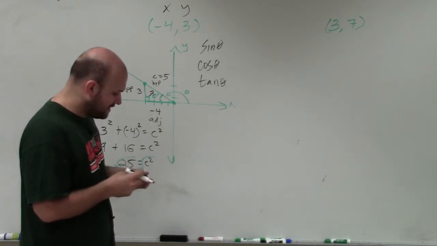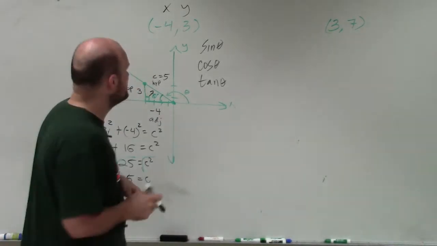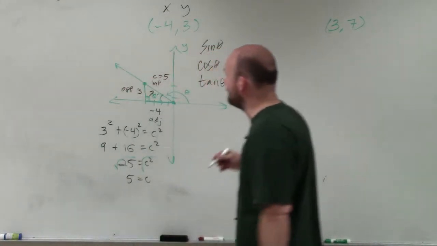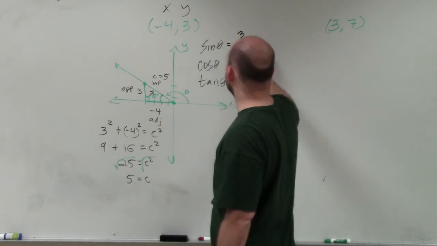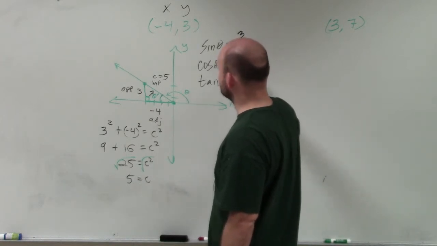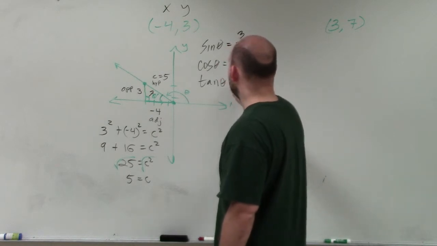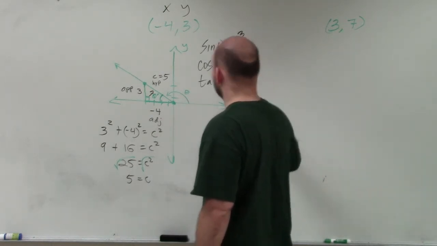I've already gone through what sine, cosine, and tangent are. I'll say them out loud, but I'm not going to write them. Sine is opposite over hypotenuse, so in this case it's 3 over 5. Cosine is adjacent over hypotenuse, so in this case it's -4 over 5. And tangent is opposite over adjacent, so that's going to be 3 over -4.